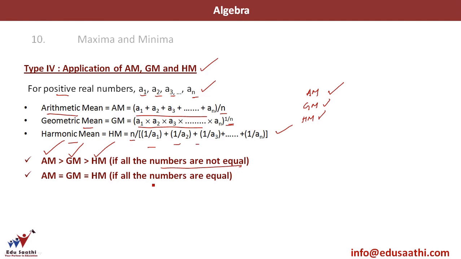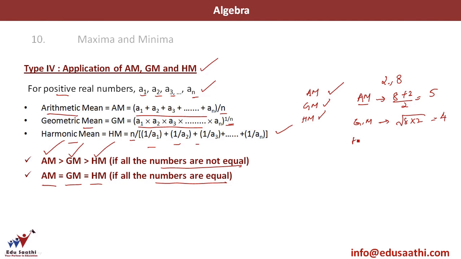And if the numbers that you take are equal, AM will be equal to GM will be equal to HM. Let me take two numbers, 8 and 2. You can find out the arithmetic mean, 8 plus 2 by 2. So this is coming out to be 5. You can find out the geometric mean, which is square root of 8 into 2, because there are two numbers, 16, square root of that is 4.